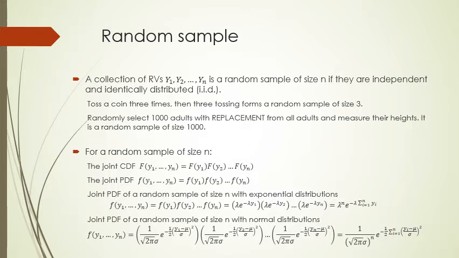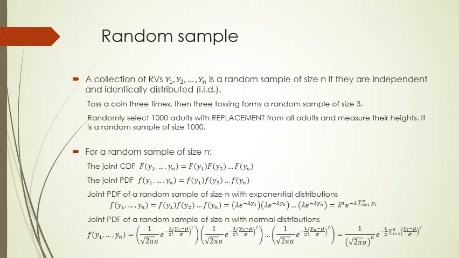A collection of random variables y1 to yn is a random sample of size n if the random variables are independent and identically distributed, or IID. For example, we toss a coin 3 times. The tosses are independent, and each toss as a random variable has a Bernoulli distribution. So it is a random sample of size 3.